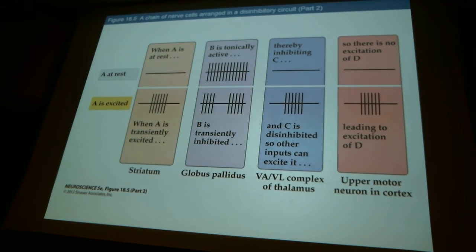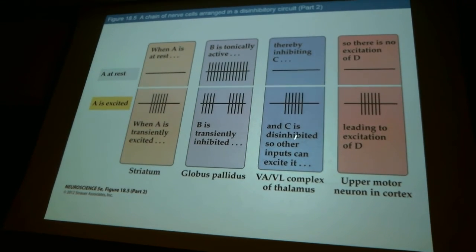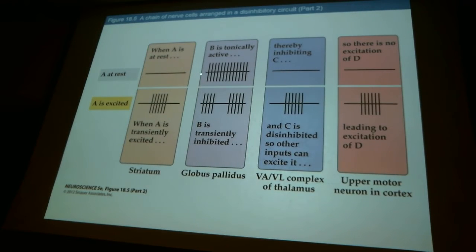So the activity looks like this. At rest, here we have striatum, globus pallidus, thalamus, cortex. At rest, the striatum is quiet, and the globus pallidus is active. That's suppressing the thalamus, which then is not exciting the cortex. So relatively speaking, it's not exciting its targets in the cortex.